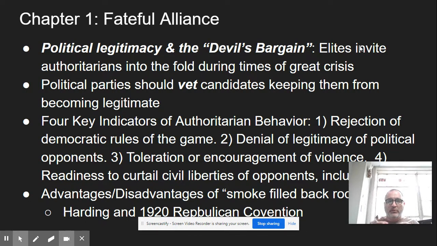So I mentioned this smoke-filled back room. And in the smoke-filled back room in 1920, a bunch of, like, nine men basically decided the Republican presidential nominee, even though that nominee had only received like 65 delegates out of a needed 450 or something, right? Warren Harding became the nominee. He was in fourth place going into the convention. And in the smoke-filled back room, nine men got together and just appointed him the Republican nominee.